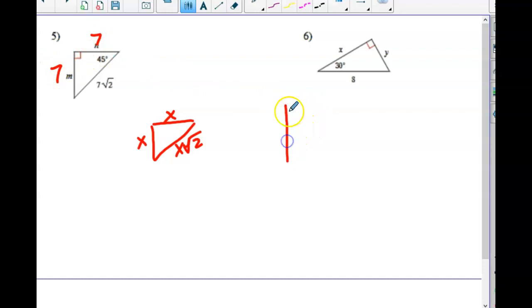When you have a 30, 60, 90, the short leg is across from the 30. Then if you call that x, x square roots of 3 goes on the long leg.